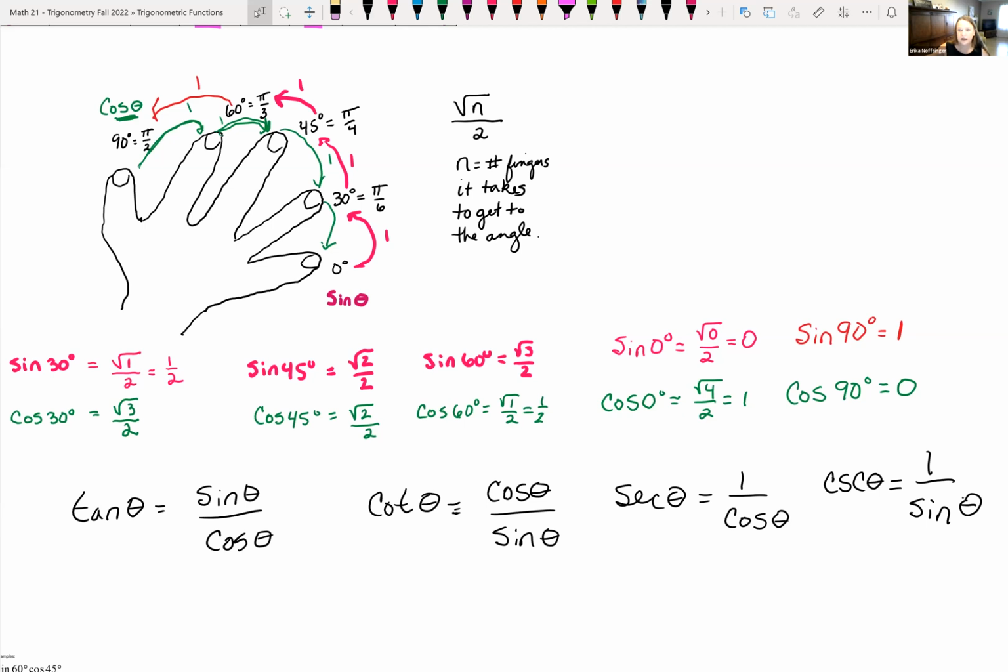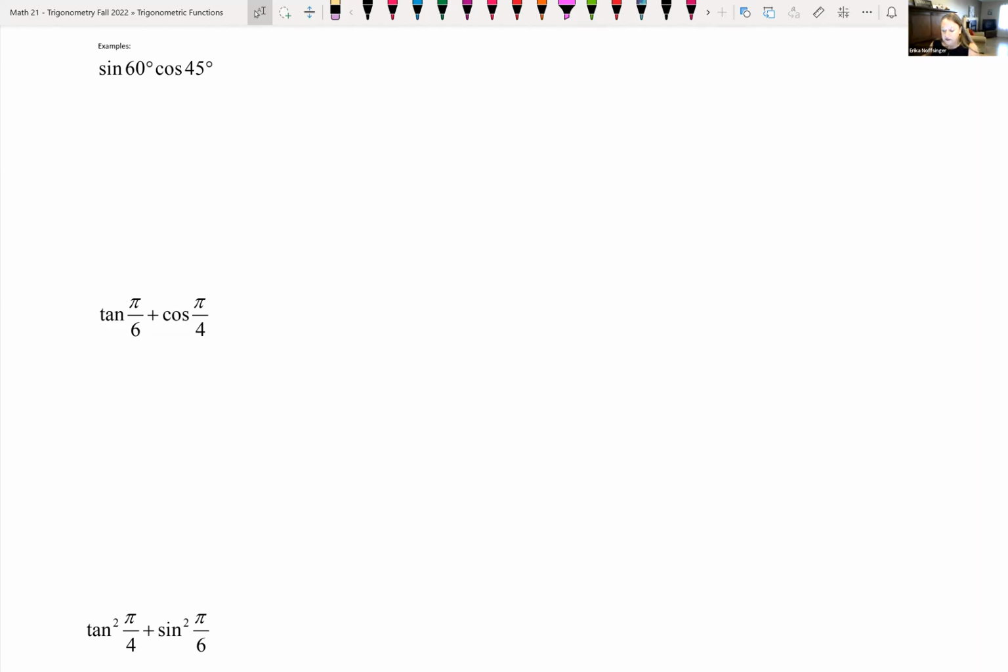Okay, so let's look at a couple more examples. Knowing now these angles, we can evaluate trigonometric functions at these angles. So we have the following examples in front of us. We have sine of 60 degrees times cosine of 45 degrees. So sine of 60 degrees. If I'm looking at my hand, 60 degrees sine is going up. I'd have 1, 2, 3. So I know that's root 3 over 2. And so this is root 3 over 2.